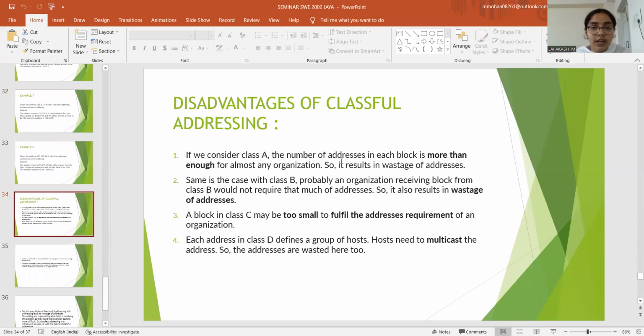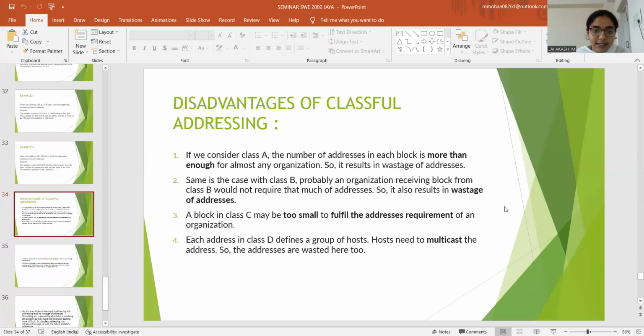This is the problem particular to classful addressing. If we consider class A, the number of addresses in each block is more than enough for almost any organization, so it results in wastage of addresses. The same is the case with class B. Probably an organization given a block from class B would not require that many addresses, so it also results in wastage of addresses.